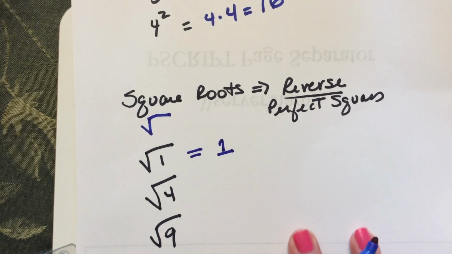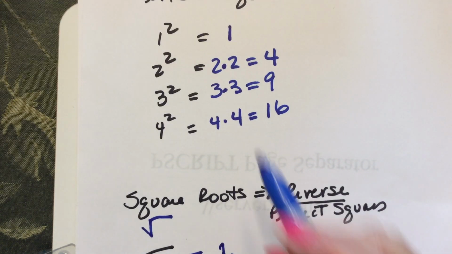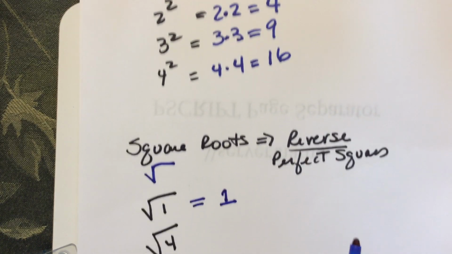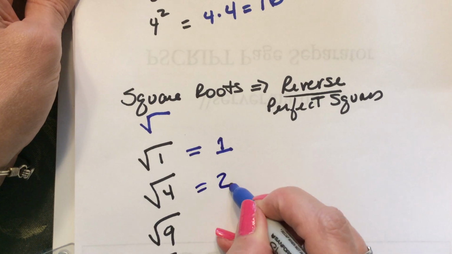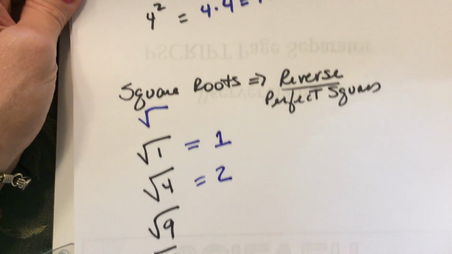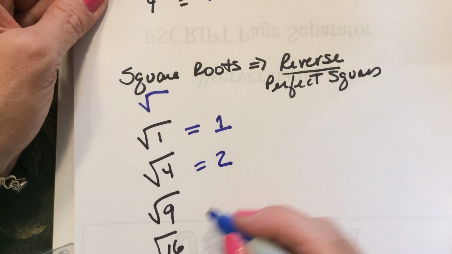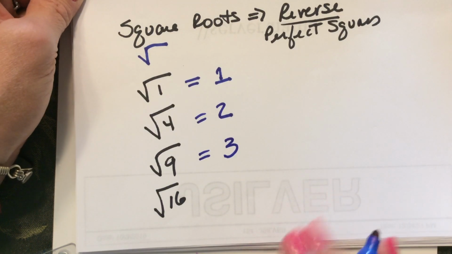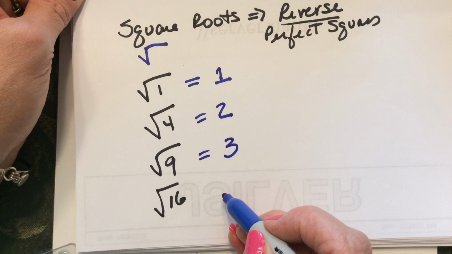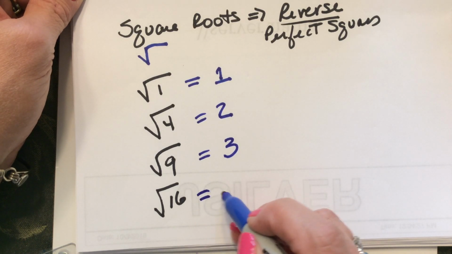The square root of 4, remember up here we said, hey, 2 times 2 is 4, so the square root of 4 would be 2. And the square root of 9, well, we remember 9 is 3 times 3. Square root of 9 is 3. And the square root of 16 is, well, 16 is 4 times 4, so the square root of 16 is 4.